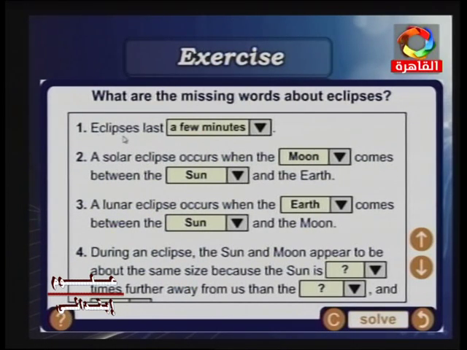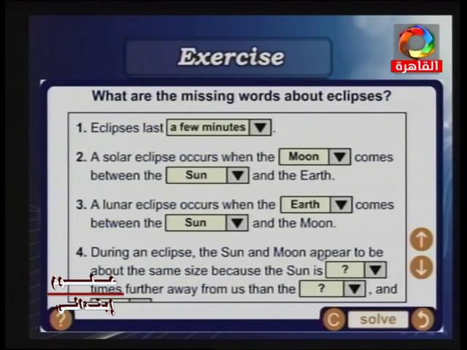Eclipses take a short time. A short time about what? About a few minutes, or 2 hours and 40 minutes. The solar eclipse occurs when the moon comes between the sun and the earth, and the lunar eclipse occurs when the earth comes between the sun and the moon.